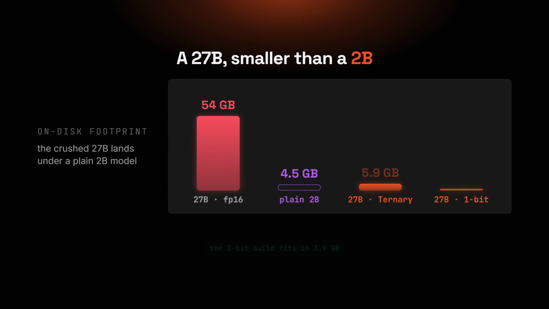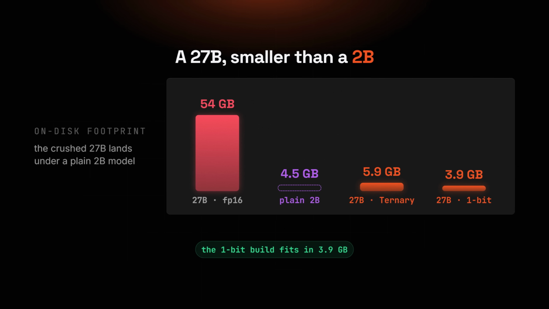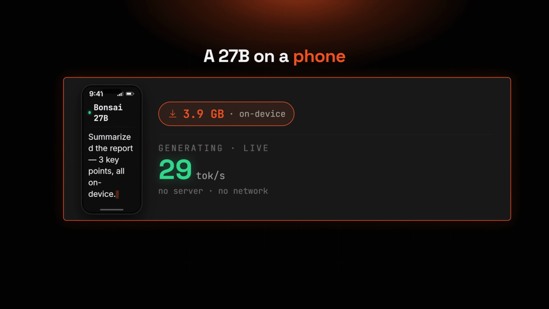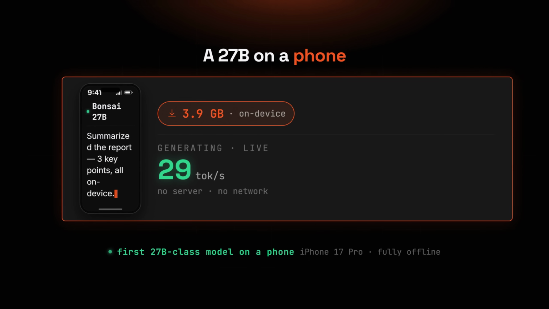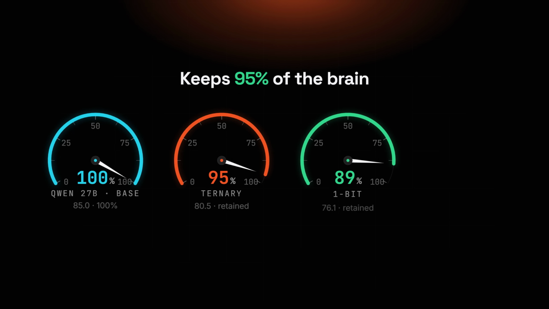The payoff is absurd. The quality build is 5.9 GB. The tiny build is 3.9. A 27 billion parameter model that is smaller on disk than a full precision 2 billion model. And that 3.9 GB version fits on an iPhone, an actual phone. It is the first 27B class model to run on the device in your pocket, reasoning, tool calls, even reading images. Your gut says they must have crushed the brains out of it.